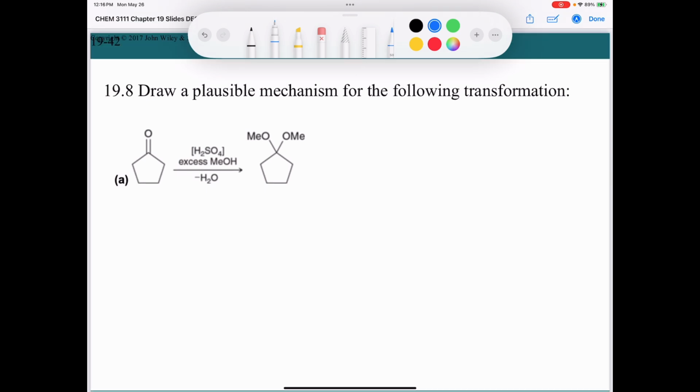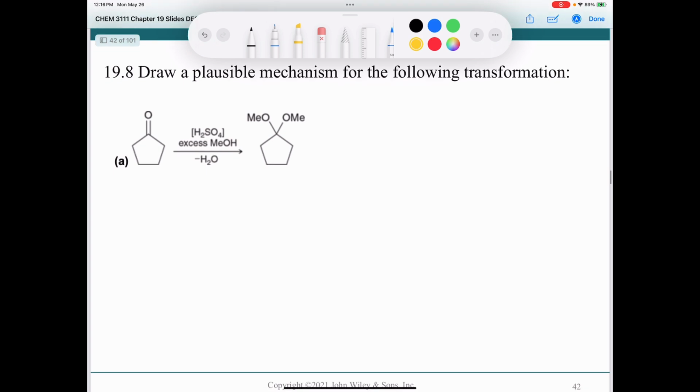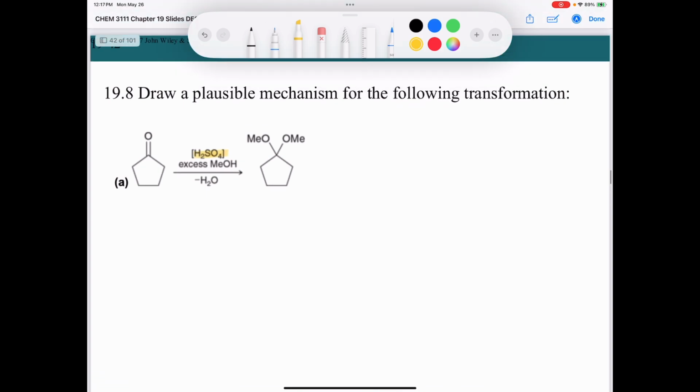All right, question 19.8 asks us to draw a mechanism for this transformation. So we're forming an acetal from this cyclopentanone, and we're using a catalytic amount of sulfuric acid, and then we have excess methanol. So that just means we have more than enough methanol to do the reaction.